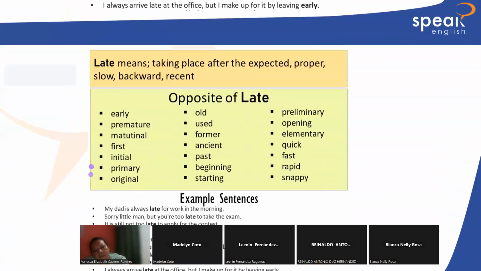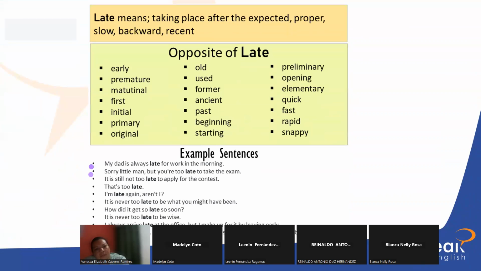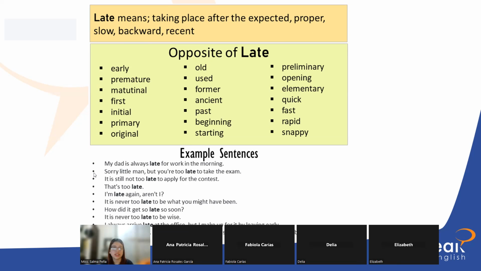And then we have the opposite. That would be late. It means, okay, Fabiola, help me to read. Late means taking place after the expected, proper, slow, backward, and recent. Help me with two examples. Okay, my dad is always late for work in the morning. Sorry, little man, but you're too late to take the time.